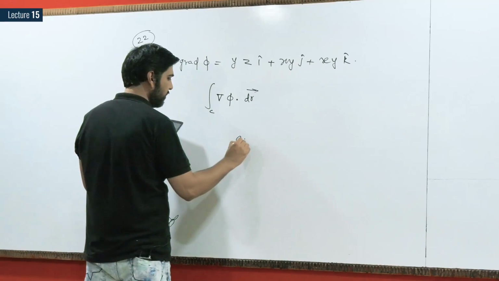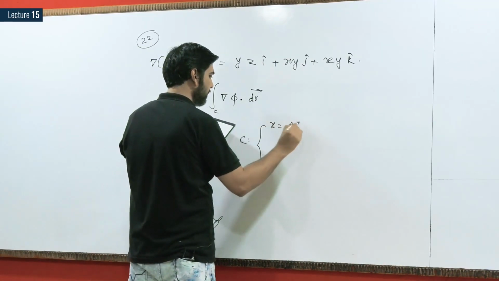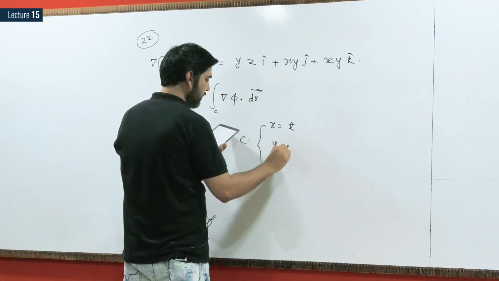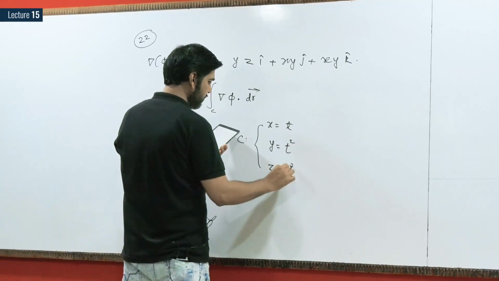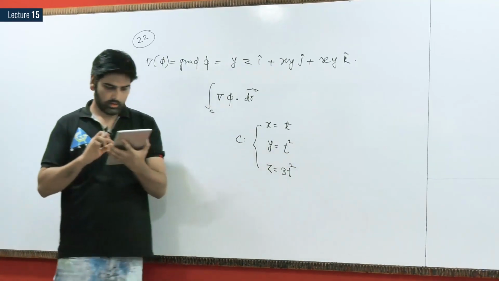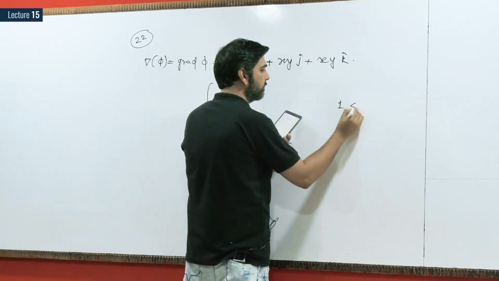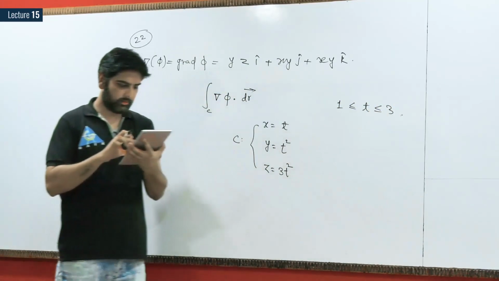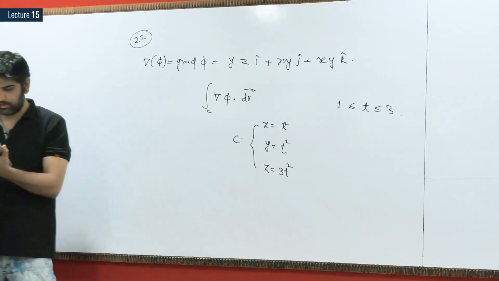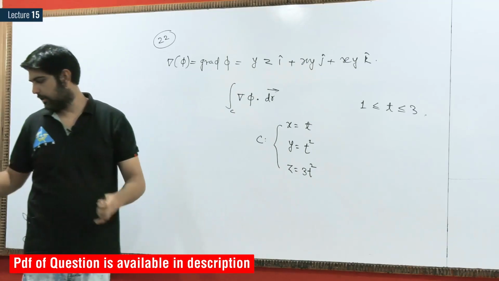So the C is what? It is x is equal to t, y is equal to t square and z is equal to 3t square, dear students, and t is varying from 1 to 3. T is varying from 1 to 3. We need to find the value of the integral. Okay, let's start the game.